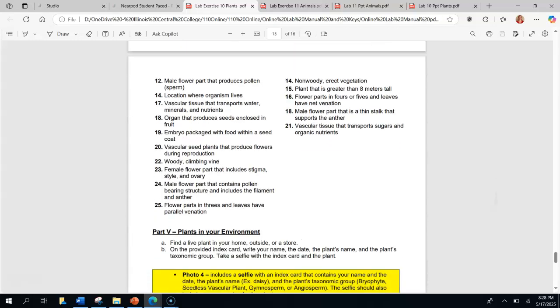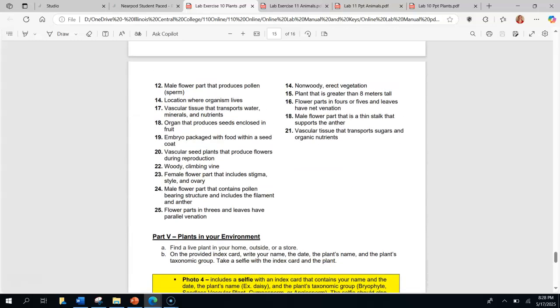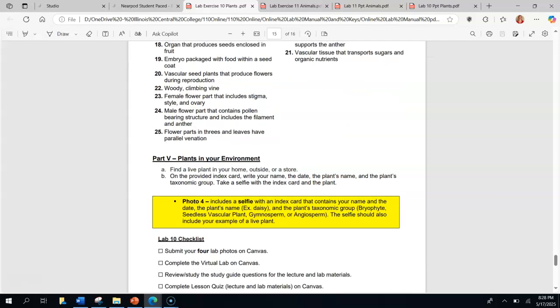Crossword, again, is for practice. Actually, that was photo number 3, sorry. And then next, you're going to find a live plant. So you can go outside, you can go to, if you don't have any in your house, you can go to a store that has flowers. You're going to write down the name of the flower. So let's say Lily, your name, so Amy Good, and what kind of flower it is as far as its category. Is it an angiosperm? Is it a gymnosperm? So, Amy Good, gymnosperm, it's a lily, and then you're going to take the name and the date, and then you're going to take a selfie with all of those.